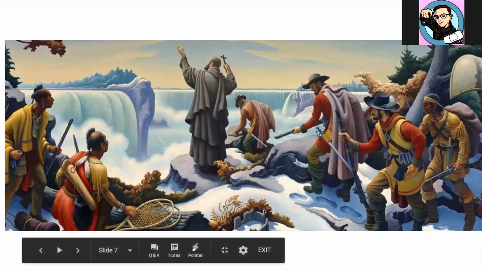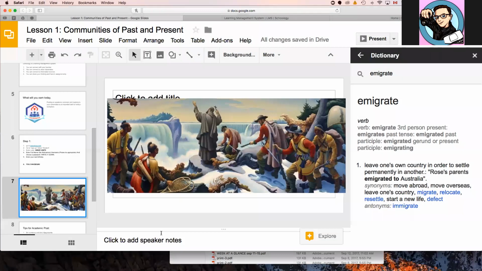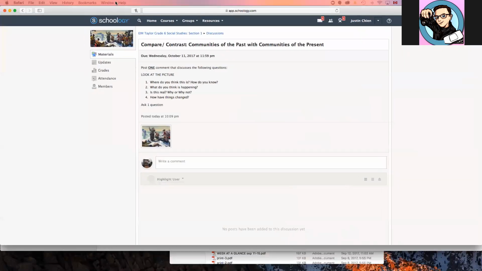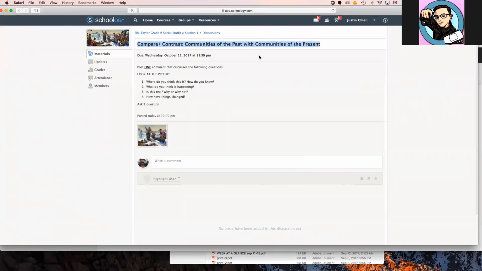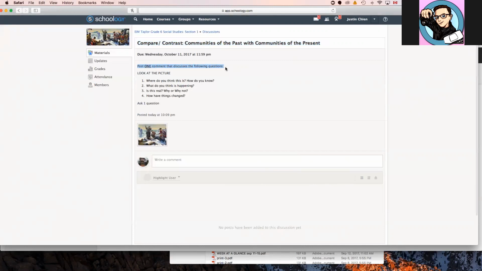Okay, so now that we've looked at the picture a little bit, I'm going to show you in Schoology where this is actually posted, just so you know that you don't have to memorize what I'm showing you here. Okay, so in Schoology, this is what the discussion assignment looks like. You have to compare and contrast communities of the past with communities of the present. That's our goal today. Okay, and we need to post one comment that discusses the following questions. I'd like you to do it in one comment because it's easier for me to see and easier for me to help you with. All right.